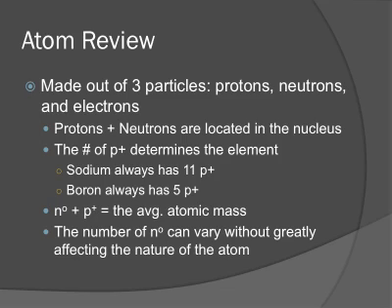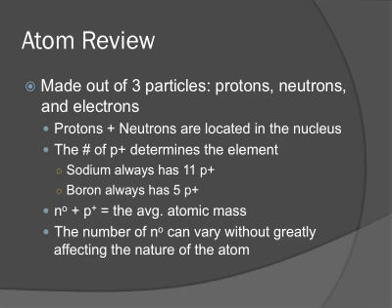Okay, so first of all, let's just review. We just took a test over this, so we should all know this, but what is an atom made out of? Atoms are made out of 3 particles. We have protons, neutrons, electrons. Protons plus neutrons are located in the nucleus, right? The electrons are outside the nucleus.